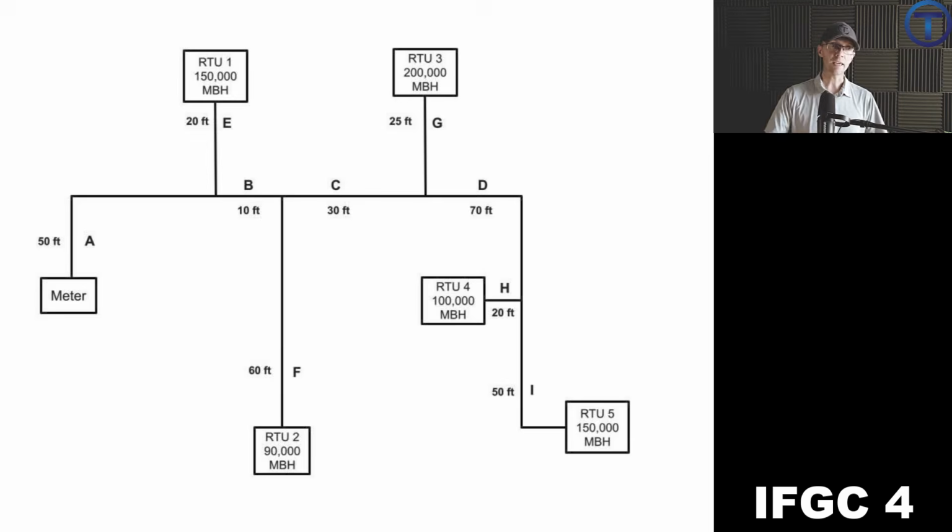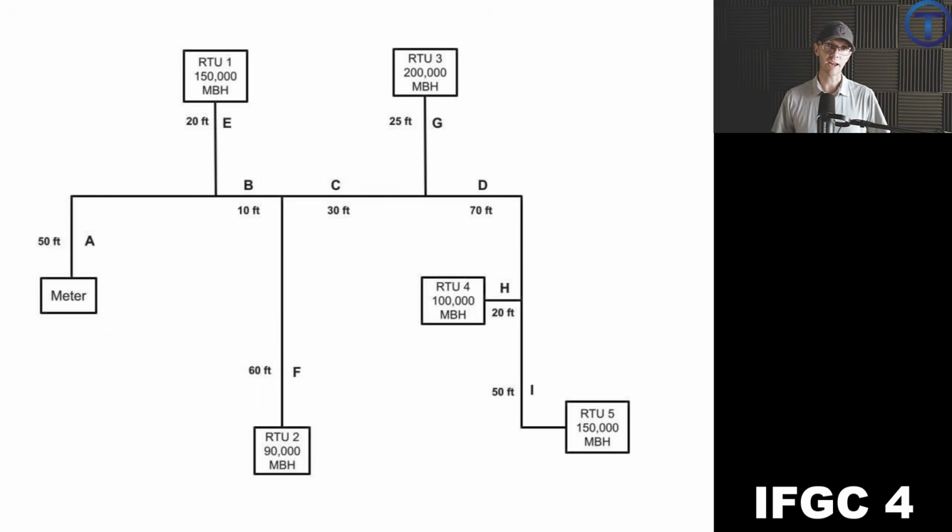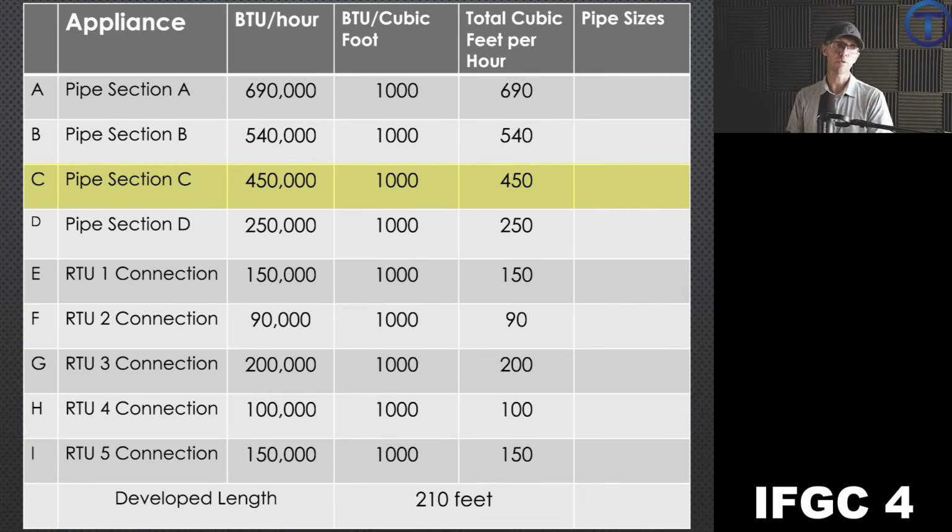Go to section C. Once we get to C, rooftop unit 2 has now branched off and it's not carrying those BTUs anymore. So now C is just carrying the BTUs for rooftop unit 3, 4, and 5. That said, the total BTUs for those rooftop units is 450,000 BTUs on section C. We divide by 1,000 and we get 450 cubic feet per hour.